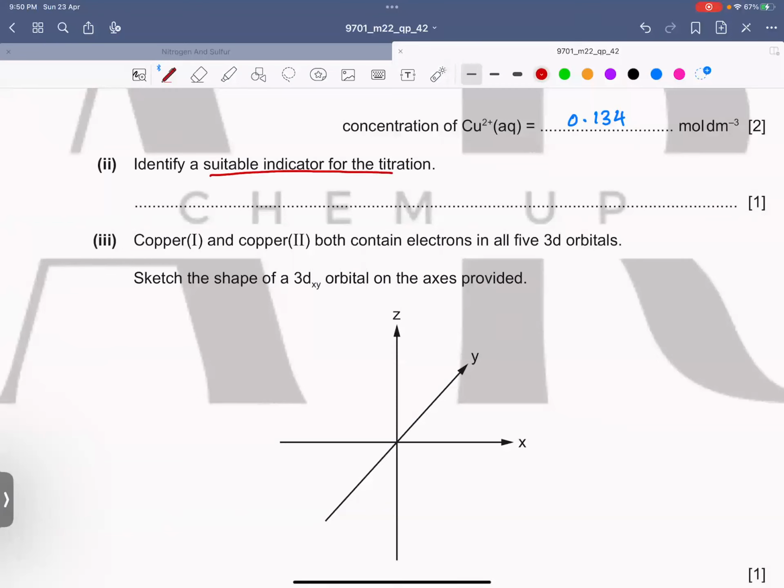Identify the suitable indicator for the titration. I have just told you about the indicator that for thiosulfate and iodine titration, we always use starch as the indicator.